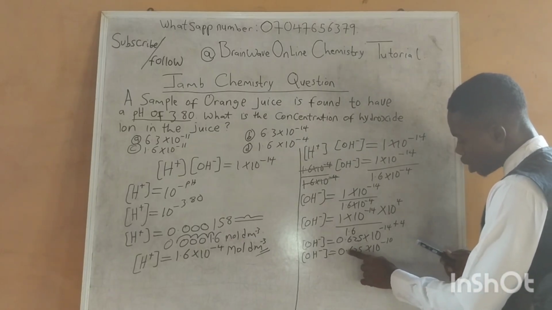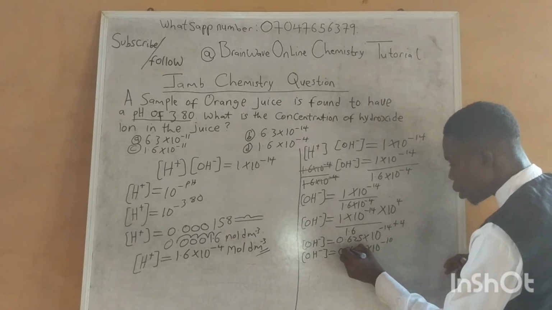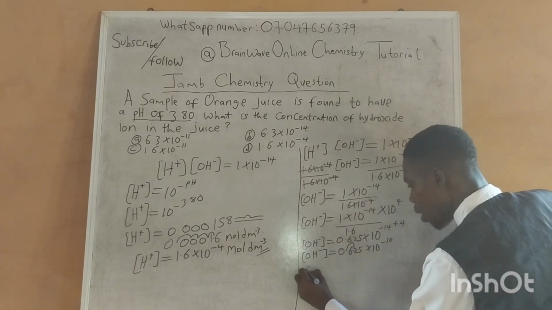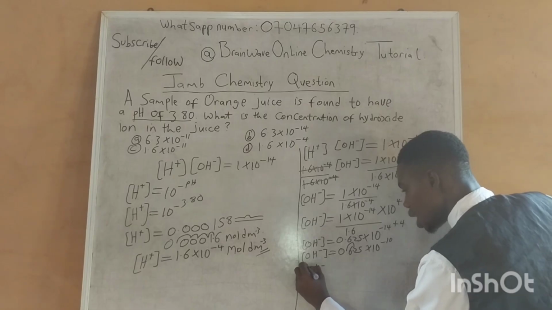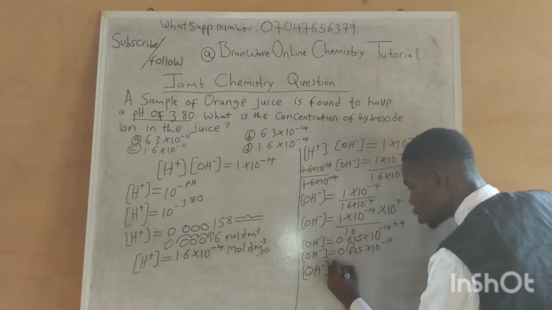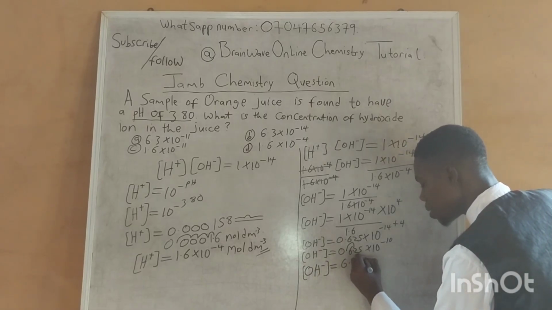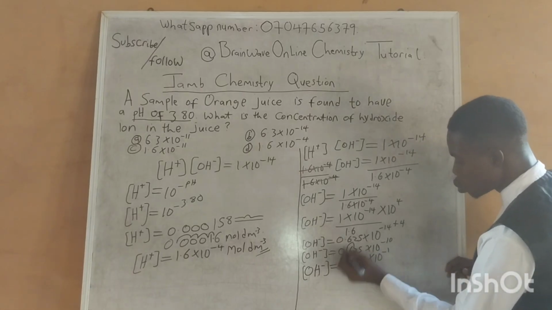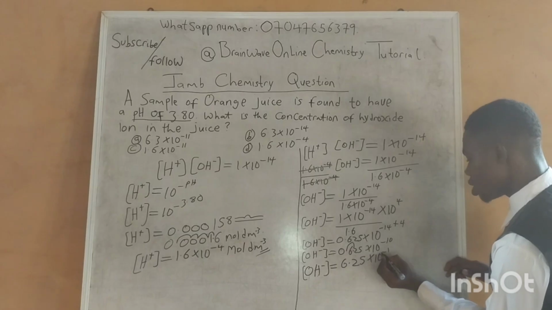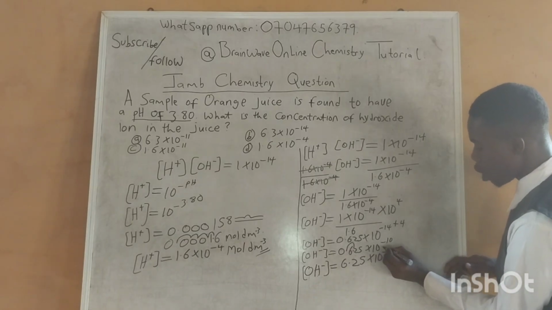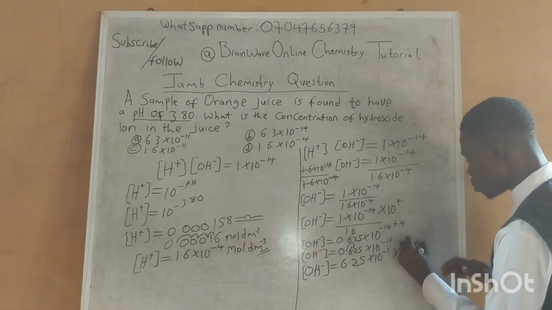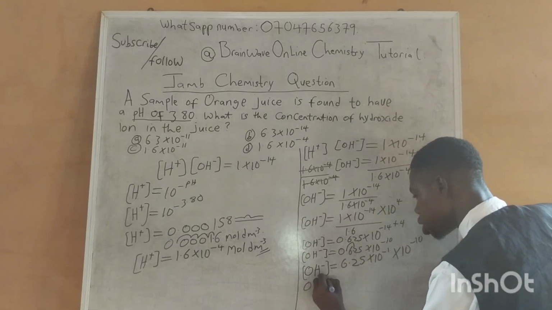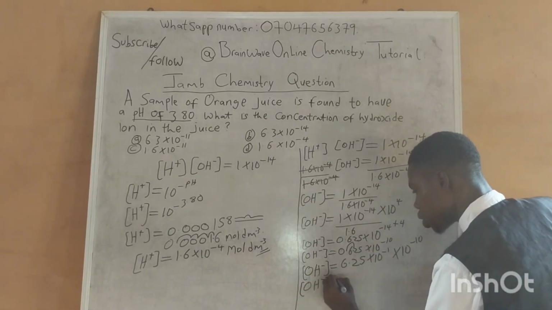We need to move our decimal point. If we move our decimal point just once, our hydroxide ion will be equal to 6.25 times 10 raised to the power minus 1, because we only moved it once. Then don't forget that times 10 raised to the power minus 10 is still here. So therefore our hydroxide ion is equal to what?